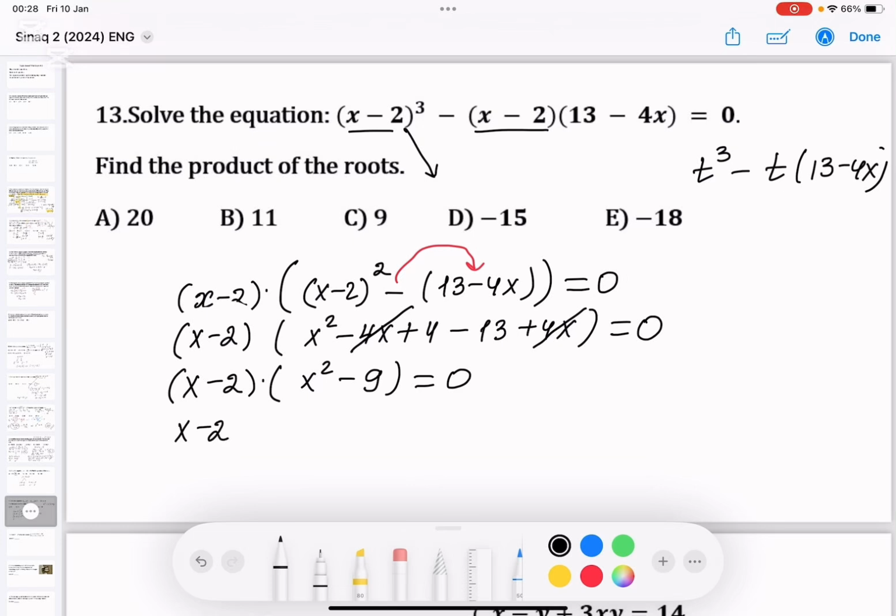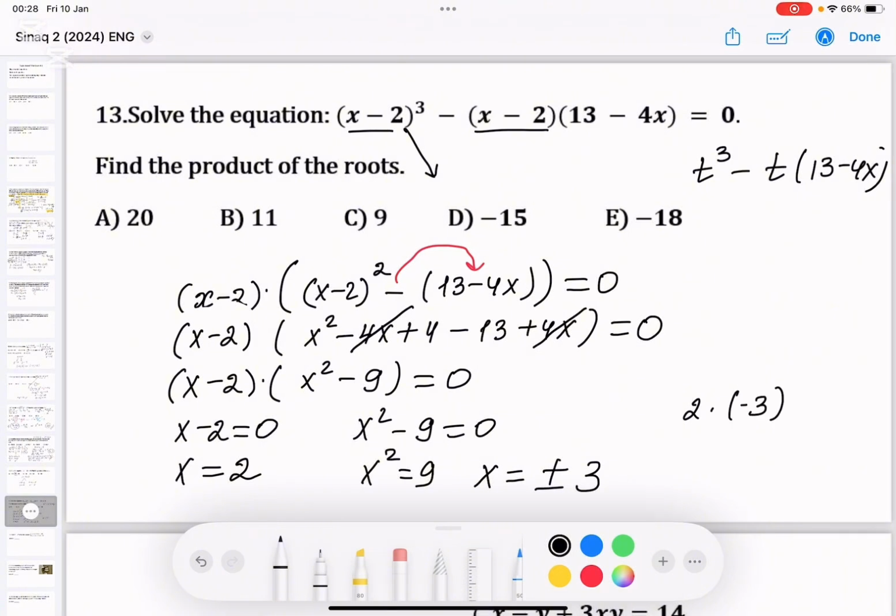So either or both of them are equal to 0. X minus 2 equals 0, or x squared minus 9 equals 0. X squared equals 9. X is equal to plus minus 3. So this equation is equal to 0 when x is equal to 2 or 3 or negative 3. Find the product of the roots. So we have the product would be 2 times negative 3 times 3. So it's going to be negative 18.